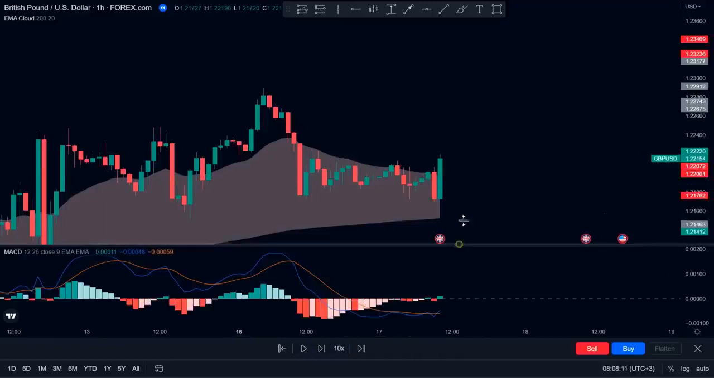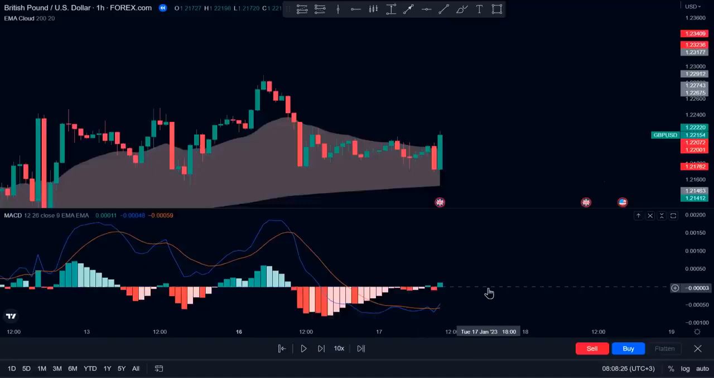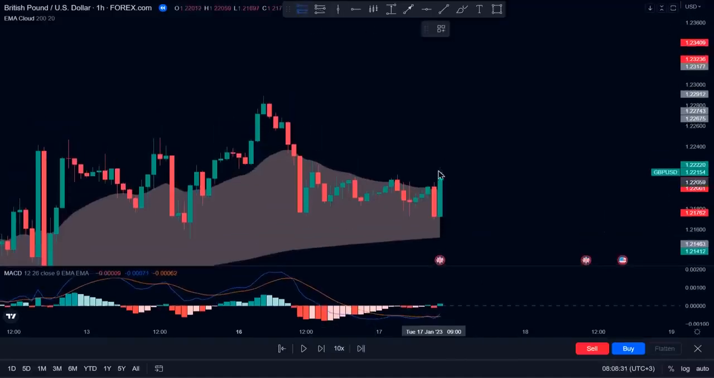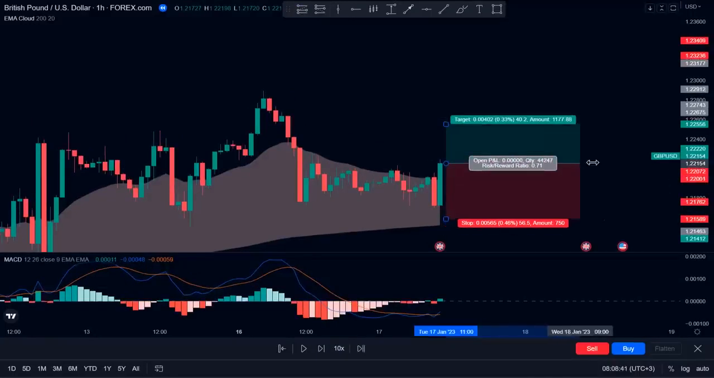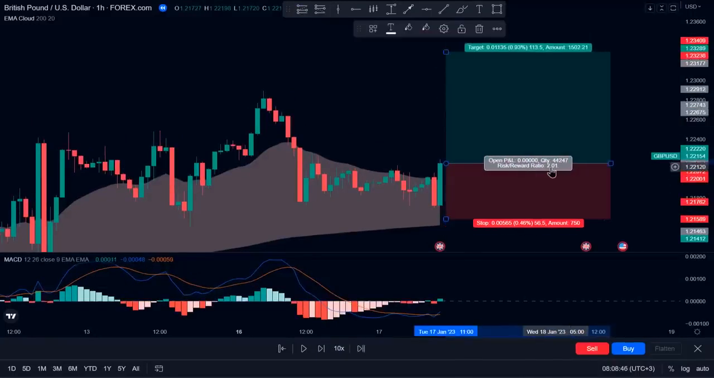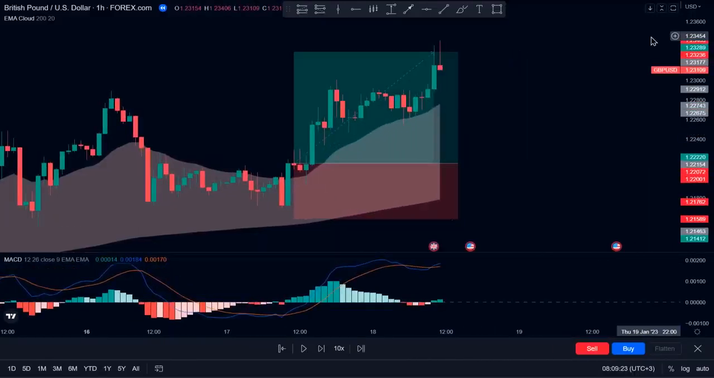Finally, we see that the MACD line crossed above the signal line while being below the zero line. We enter a long trade here. Our stop loss is gonna go below the most recent swing low, and for the take profit, we're gonna set it at 2 times the risk. We let the trade run and take profit.